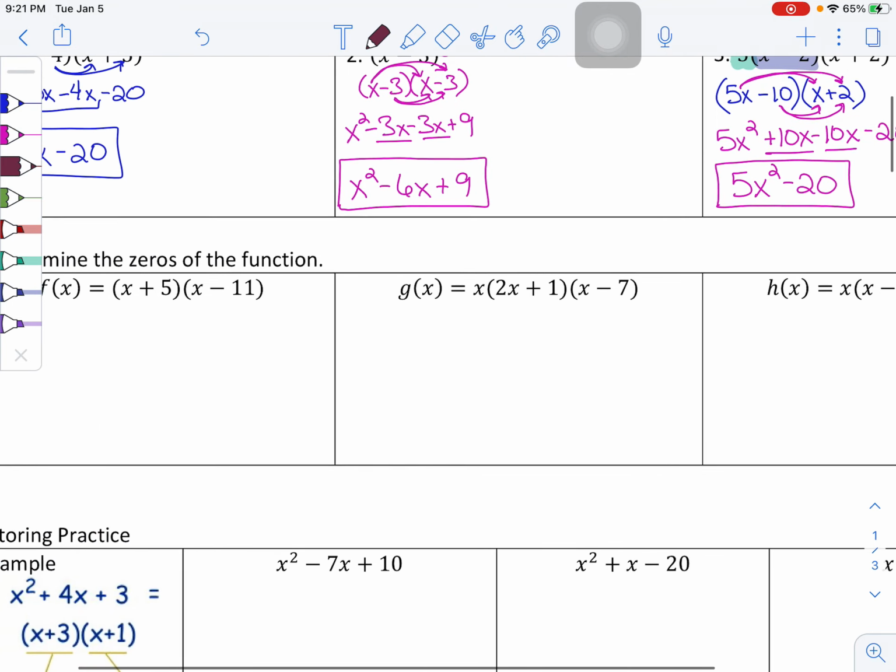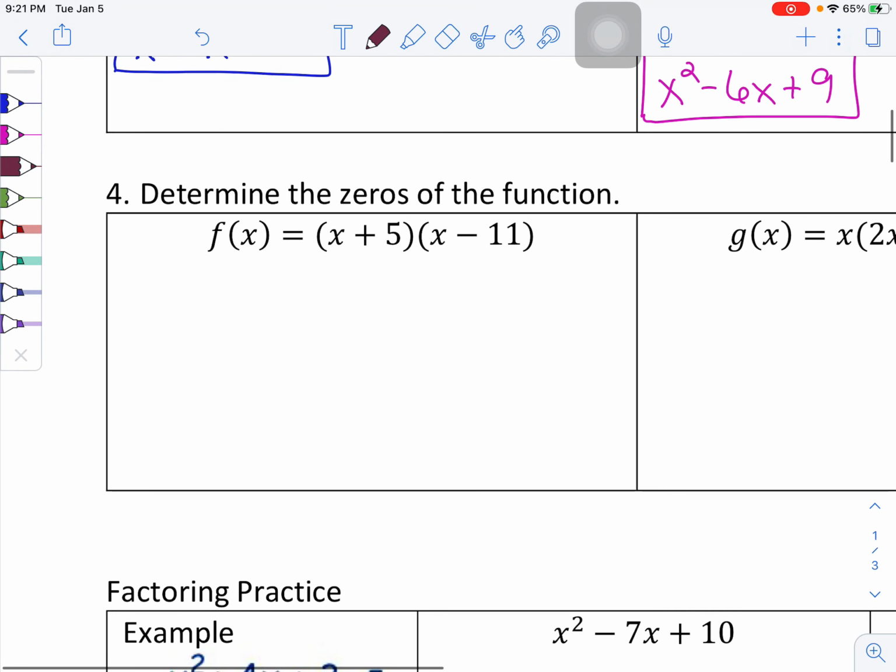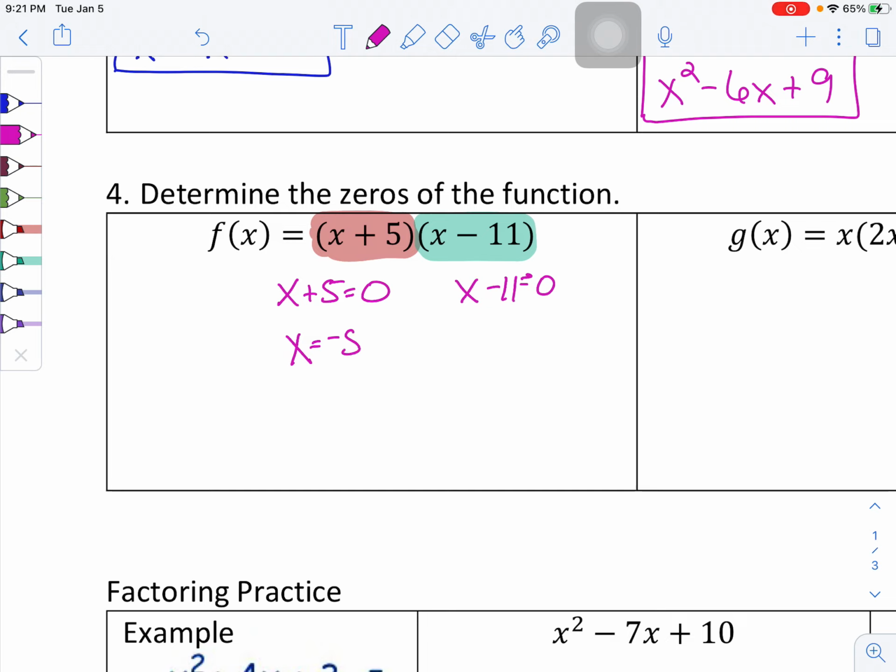I'm going to go ahead and pop on down to problem number 4 here. Problem number 4 says to determine the zeros of each of the functions. So when we're talking about finding zeros, what we want to do is look at each factor, and we've got the factors right here, and I'm going to set each factor equal to 0. And separately, let's get that equal to 0 there. And for each one of these, I'm going to solve for x. So x equals negative 5 and x equals 11. So my zeros are x equals negative 5 and x equals 11.